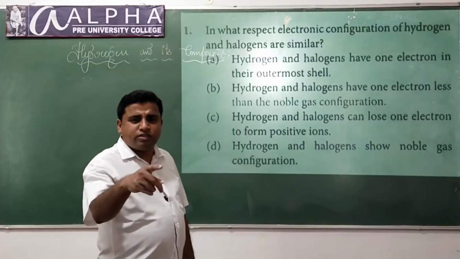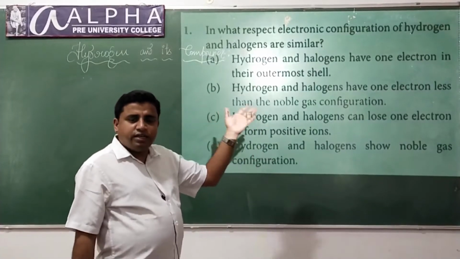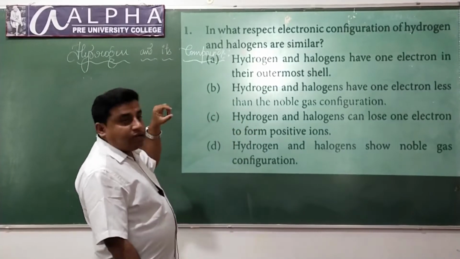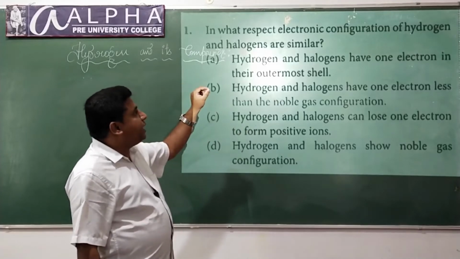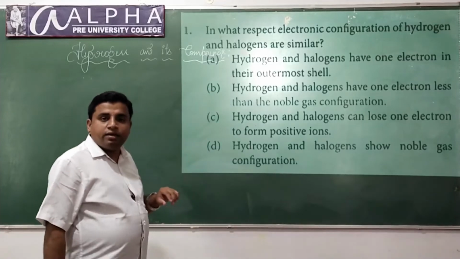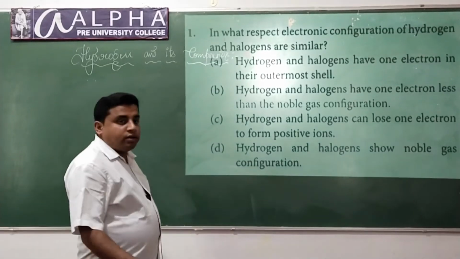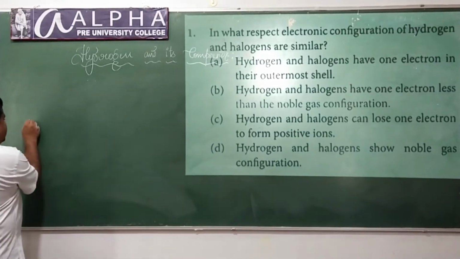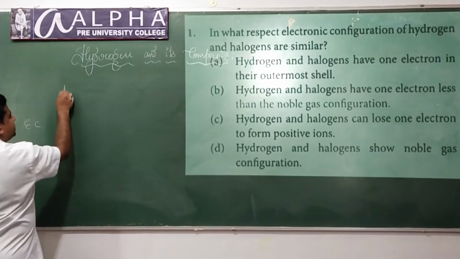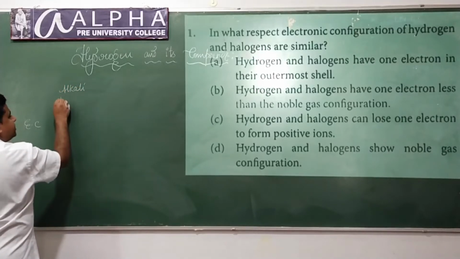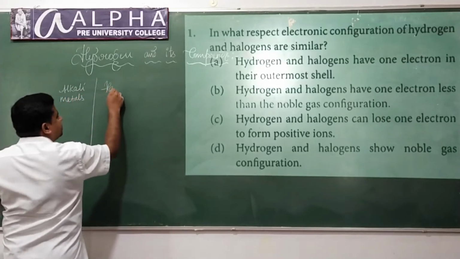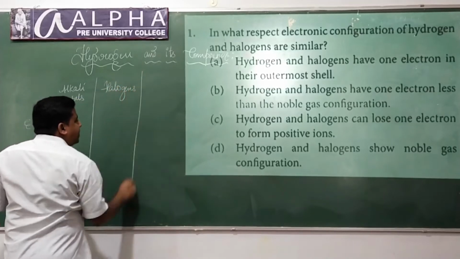If you have understood the concepts and watched all my videos, it is easy. It is just a yes or no question, that's it. The question is: in what respect are the electronic configurations of hydrogen and halogens similar? So now, with respect to electronic configuration, I have alkali metals, and then I have halogens, and then I have hydrogen.